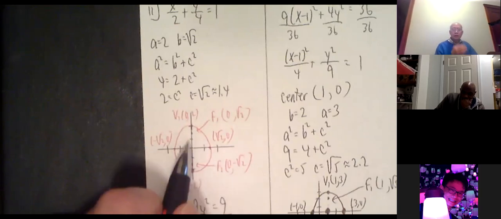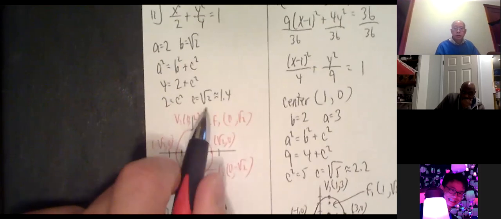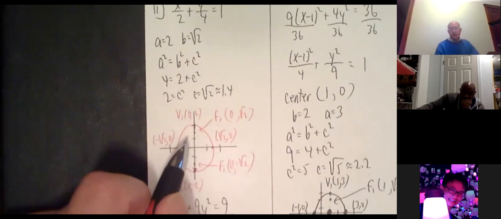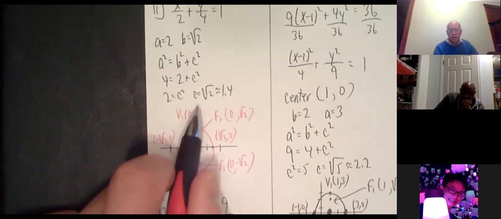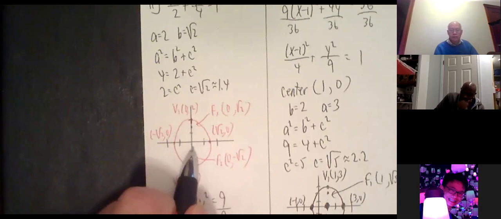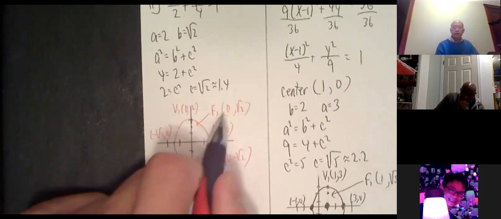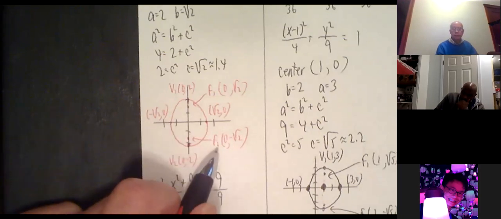The foci are always along the major axis. That means this time it's got to be this way. c is radical 2. And there's another thing. If I went horizontally, the foci would not be inside the ellipse, because c would match radical 2. Since c and b are both radical 2, it can't be this way. It's not on the inside. So it would have to be this way. I go about 1.4 up, 1.4 down. So F1, focus 1, is 0, comma radical 2. Focus 2 is 0, comma negative radical 2. And that's pretty much about it.